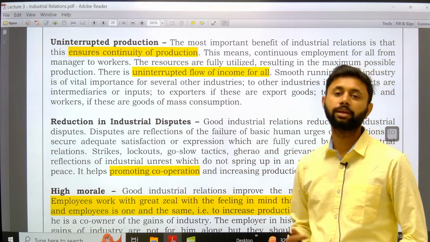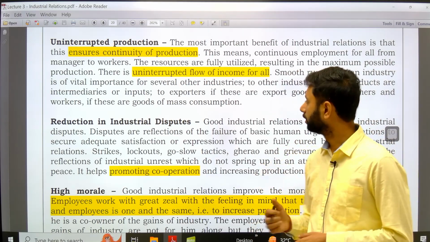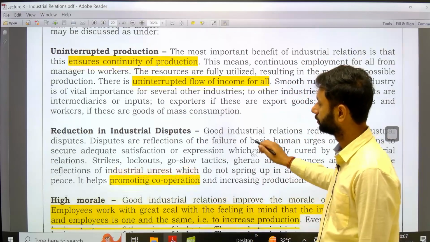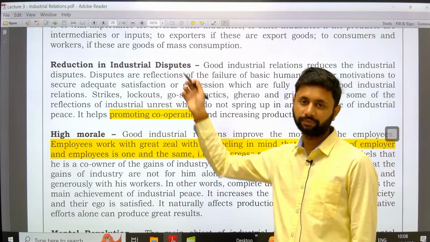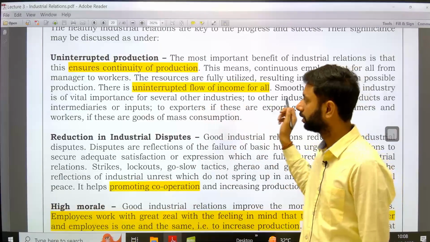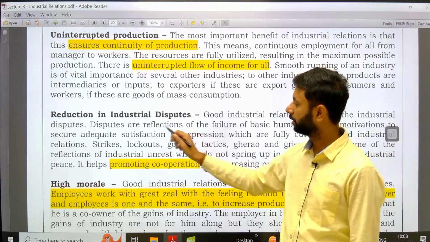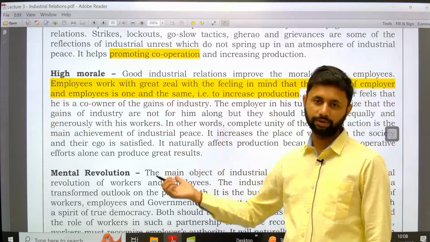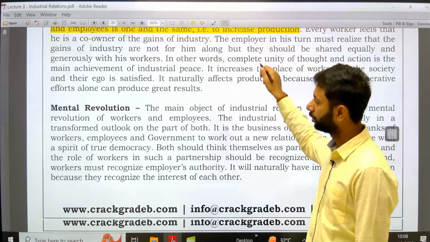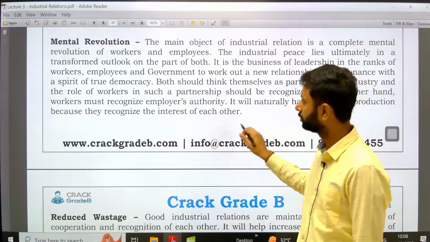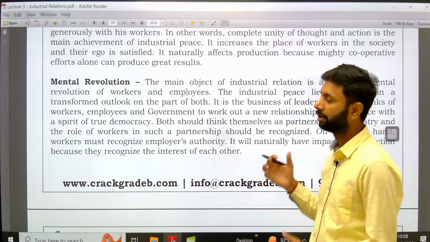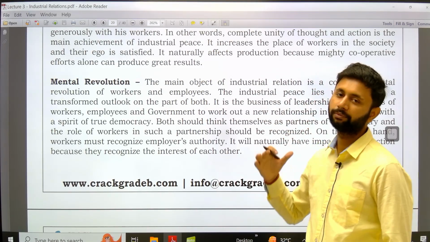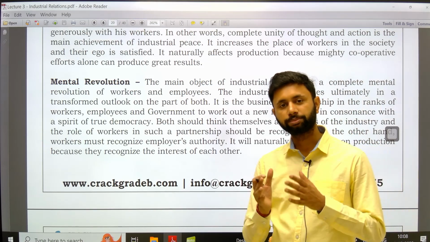Okay, and there will be efficiency in the industry, and capacity utilization of the industry will be higher. Similarly, obviously it is vice versa. If the workers are happy, there will be fewer industrial disputes. Similarly, high morale will be there. Workers will continue to work. Mental revolution is nothing but the high morale of workers, in which they are working in consonance with the objectives of the company too.